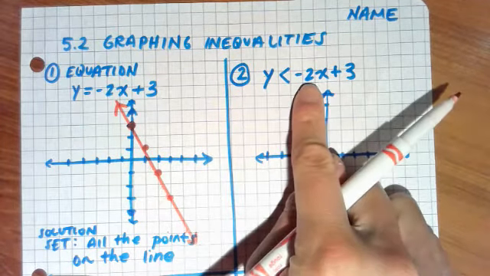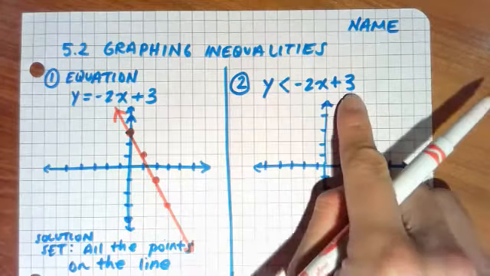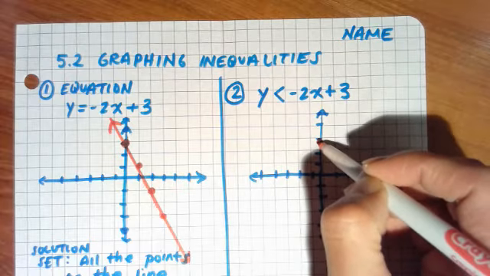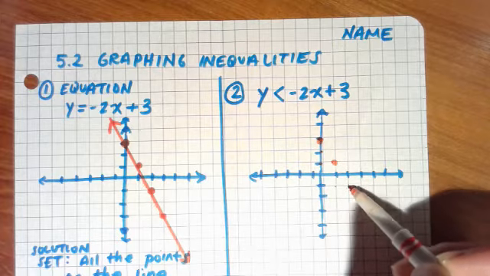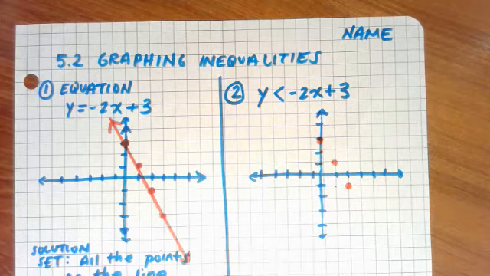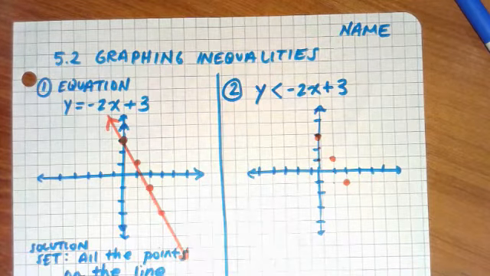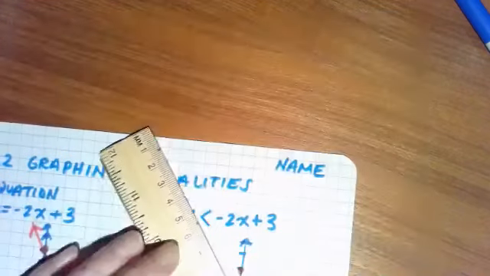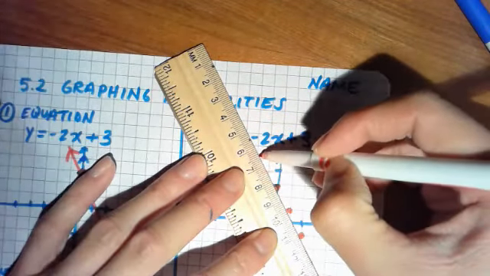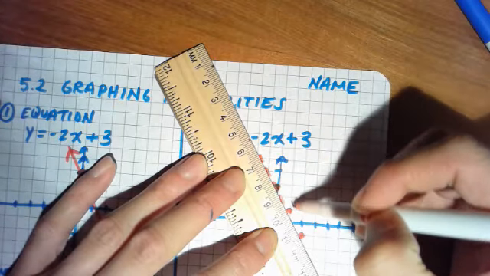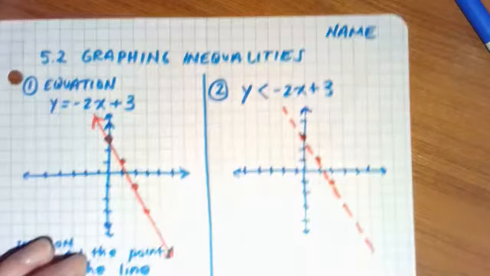We can use the same pieces of information. We can use this slope. We can use this y-intercept. Let's do that. So the y-intercept is 3, so we're going to go up 3 on the y-axis. Slope is negative 2, so from over here we go down 2, right 1. And here's where it gets a little bit different. Because it's not y is equal to, it's y is less than, what you're going to do is connect these points with a dashed line. So it's not going to be fully connected. Like that.